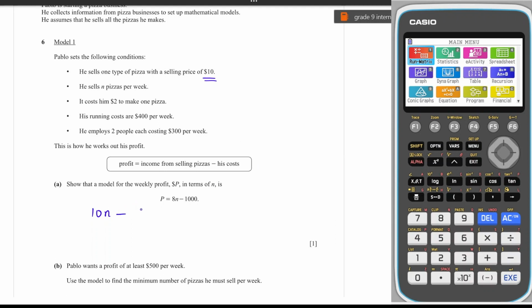That is my income and then all the costs that he has. So what are the costs? It costs him $2 to make one pizza. So he's making n pizzas, so that is 2n. Then his running costs are 400 per week. I will add them to the cost. So this is plus 400. And he employs 2 people costing 300 each, so this will be plus 2 times 300. So when I add this all, this is 10n minus 2n minus 400 minus 600. So that is minus 1000. So that simplifies to 8n minus 1000.